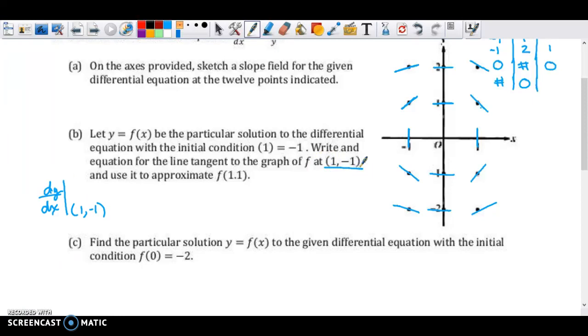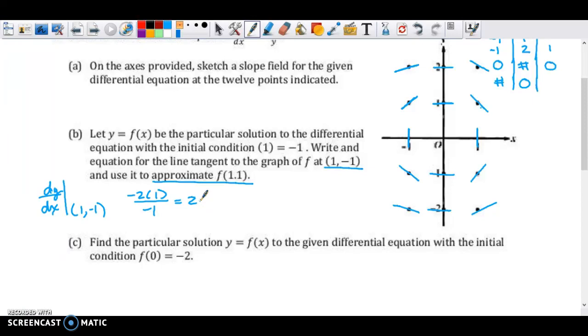And we're going to use that to approximate what f(1.1) is. So what I'm going to start by doing is just plugging this point into my original slope. So I've got -2 times 1 over -1. That gives us 2. Chances are you probably already had it from over here, if you're making a table like I do.